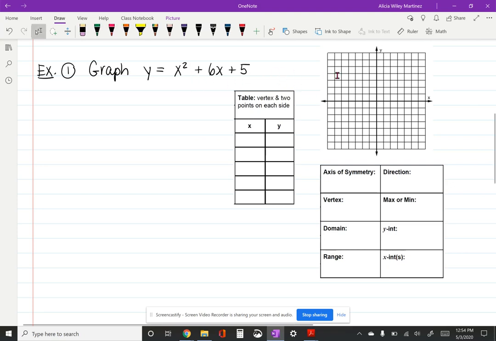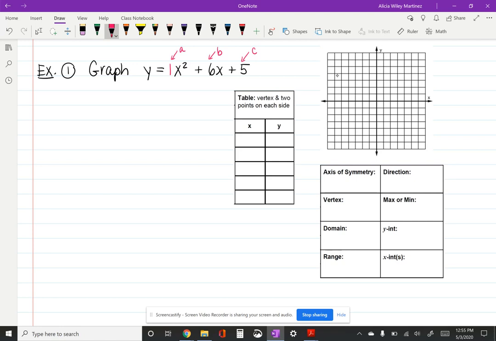Remember that a quadratic in standard form will be y equals ax squared plus bx plus c. A will always be the number in front of x squared. In this case, that happens to be a 1. And so this is your value of a, positive 6 is your value of b, and your constant, or your value of c, is going to be 5. So it's really good to be able to recognize that.